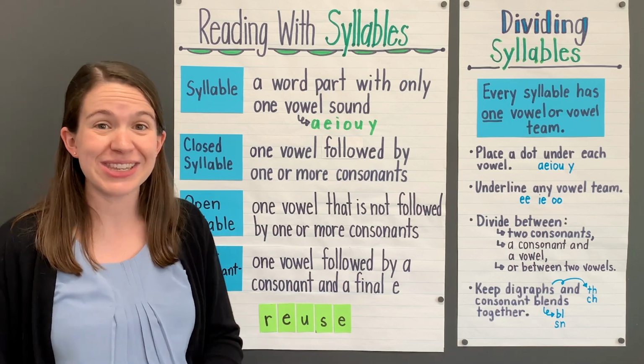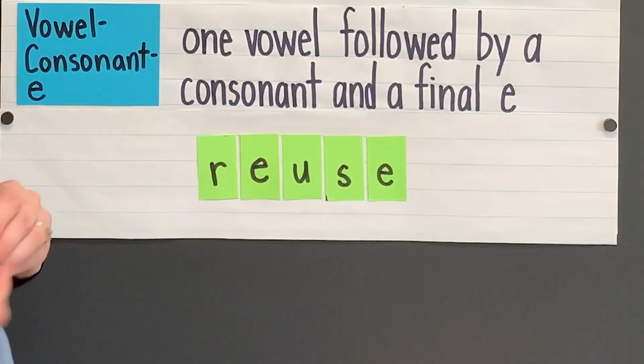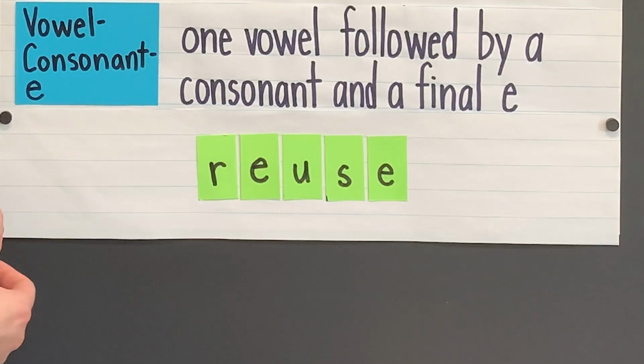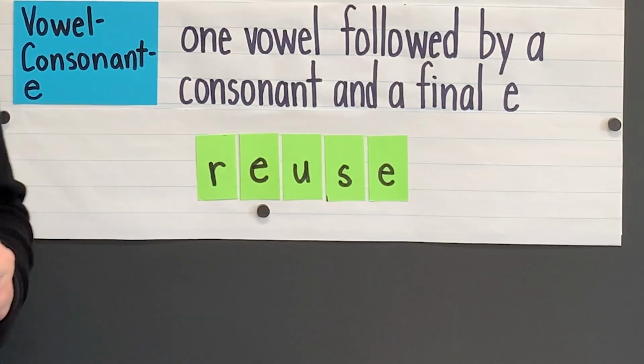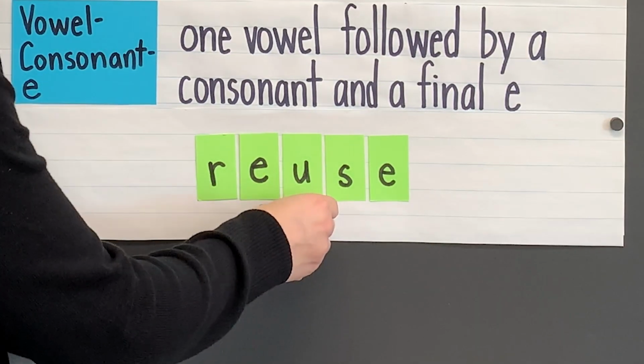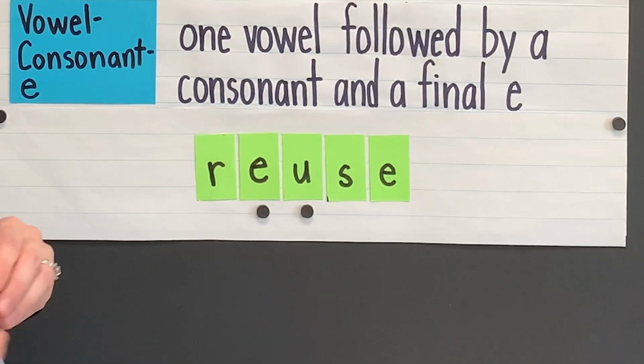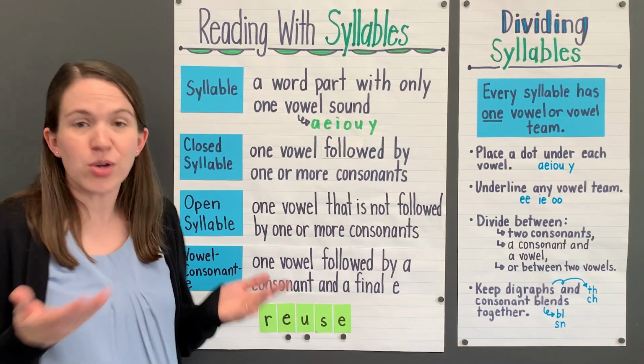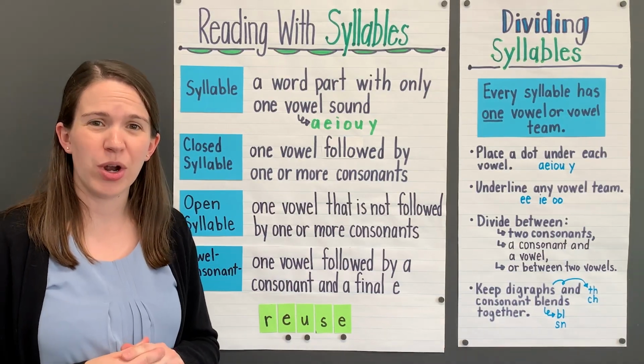First, we're going to place a dot under each vowel. What vowels do you see here? E, U, E. Those are the vowels that I found in this word.